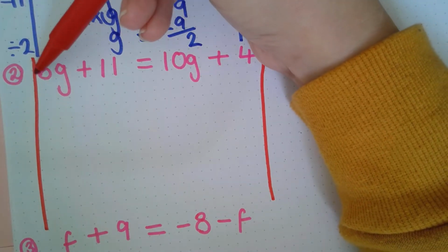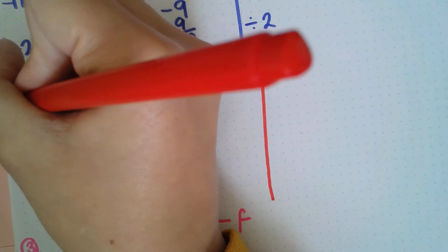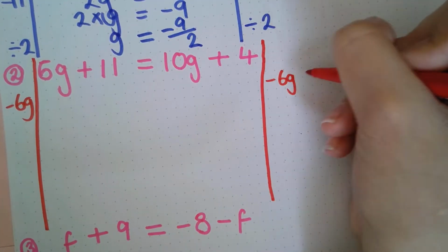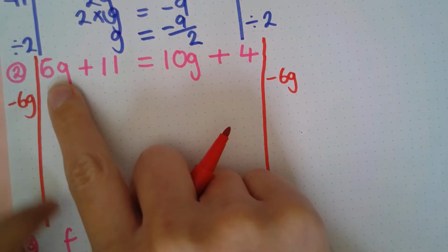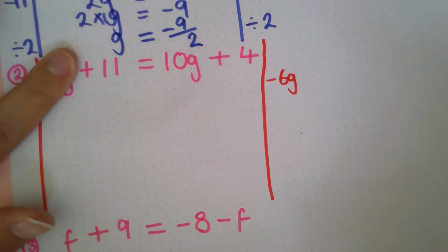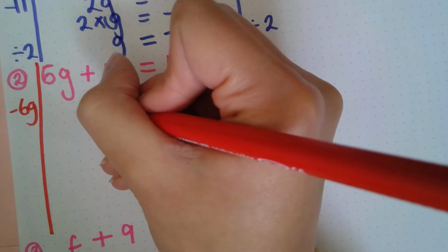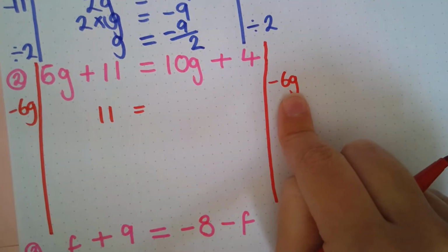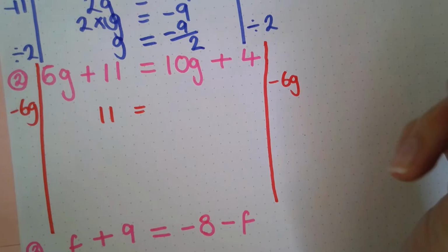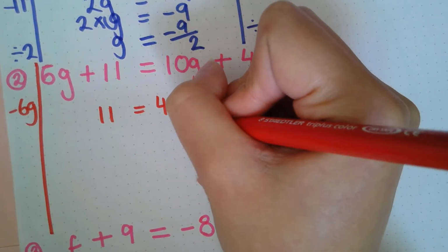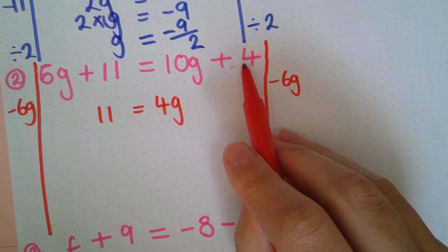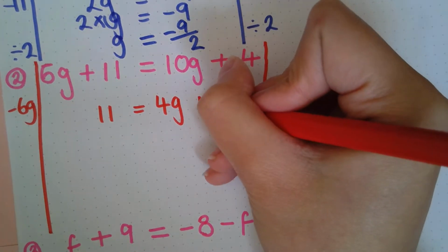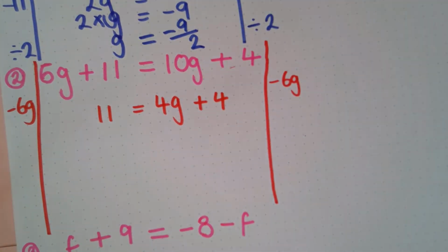What's the opposite of positive 6G? Well, it's negative 6G, so we're going to take away 6G from both sides. 6G take 6G, they cancel out, so you're just left with 11 equals 10G take 6G is 4G. And the plus 4 we can't do anything with because that's not got G's and that does, so they can't join, so that stays as plus 4.